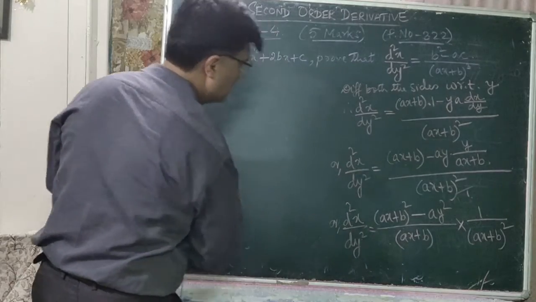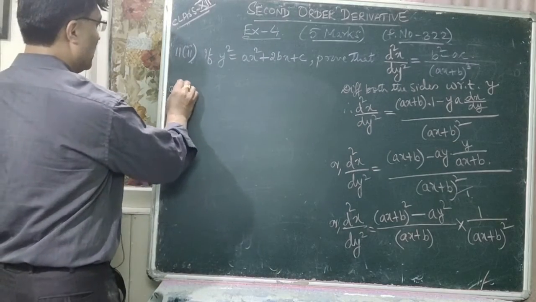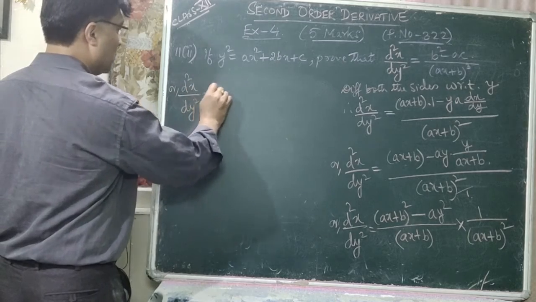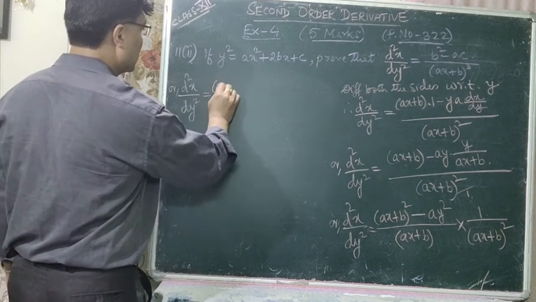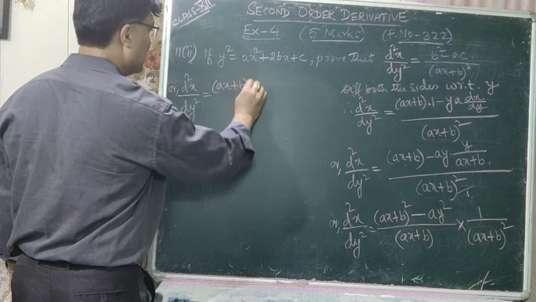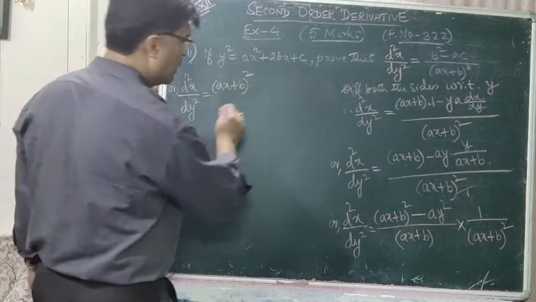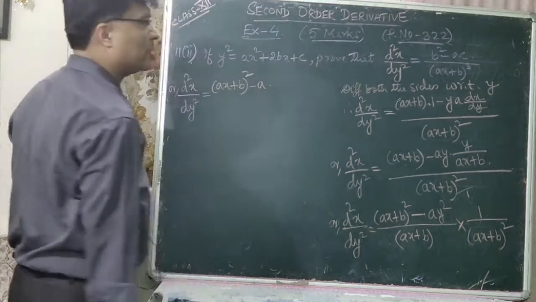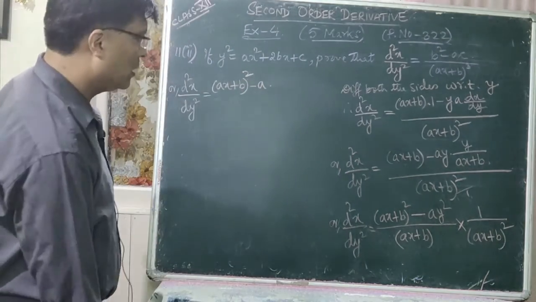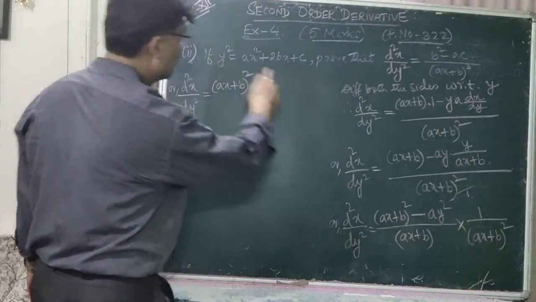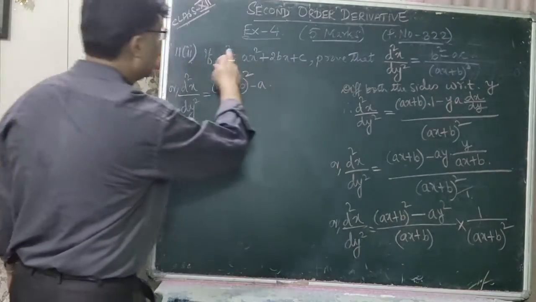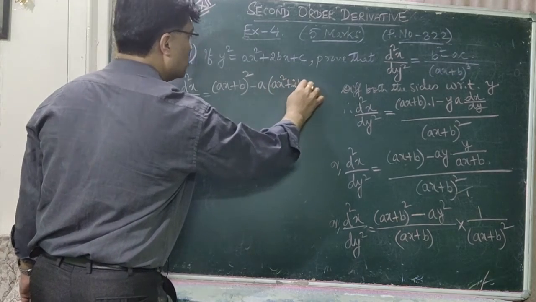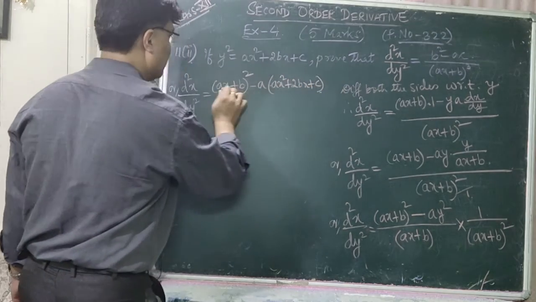Now let us simplify it again. This is your d2x by dy square, which is equal to, in the numerator, (ax plus b) whole square minus a into (b square minus ac), divided by (ax plus b) whole cube. So let us put the value for y square from given. What is the value for y square from given? It is ax square plus 2bx plus c.